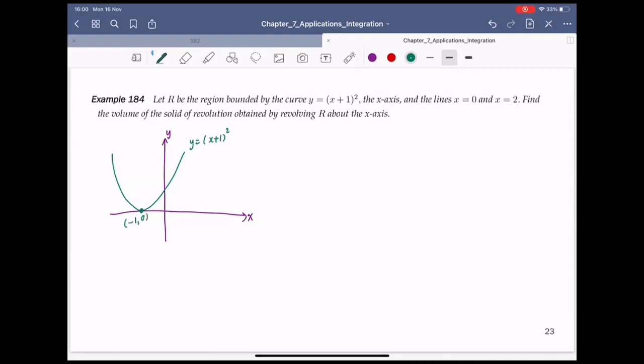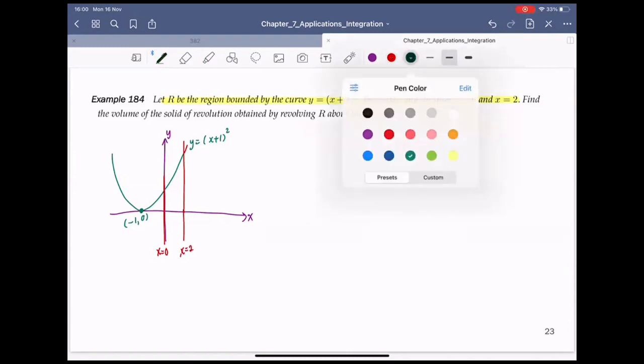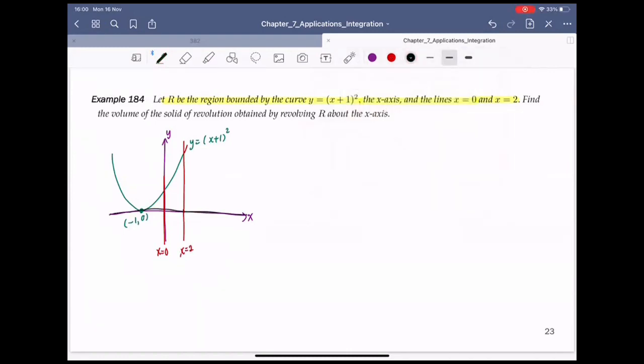And then you want the region bounded by this parabola, the x-axis, the line x equals 0 and x equals 2. So x equals 0 is here, and x equals 2 is here. And also you need the y-axis, which is here. That means your region is going to be the one that I highlight in light blue.